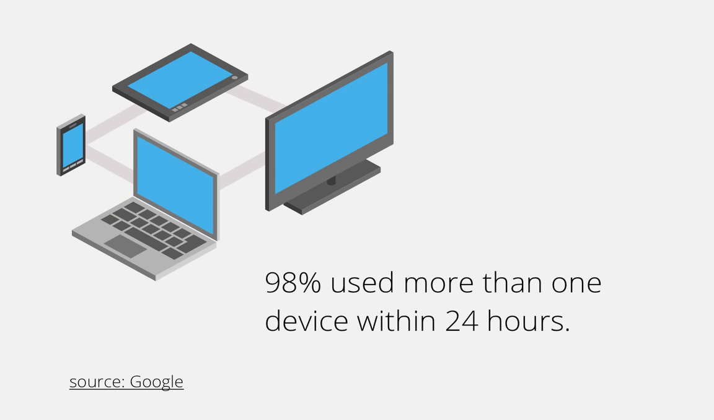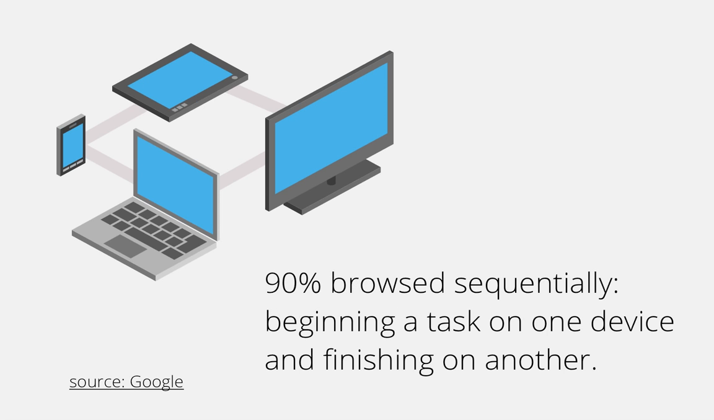There's a Google survey called the Multiscreen World that came out in August of last year, where they conducted a study with over 1,600 US consumers with internet access, ages ranging from 18 to 64, and studied their behavior over 24 hours. What they discovered is that 98% of the participants used more than one device to connect to the internet in a day. 90% browsed sequentially. So this means somebody started a task typically on a smartphone and then finished it on another device.